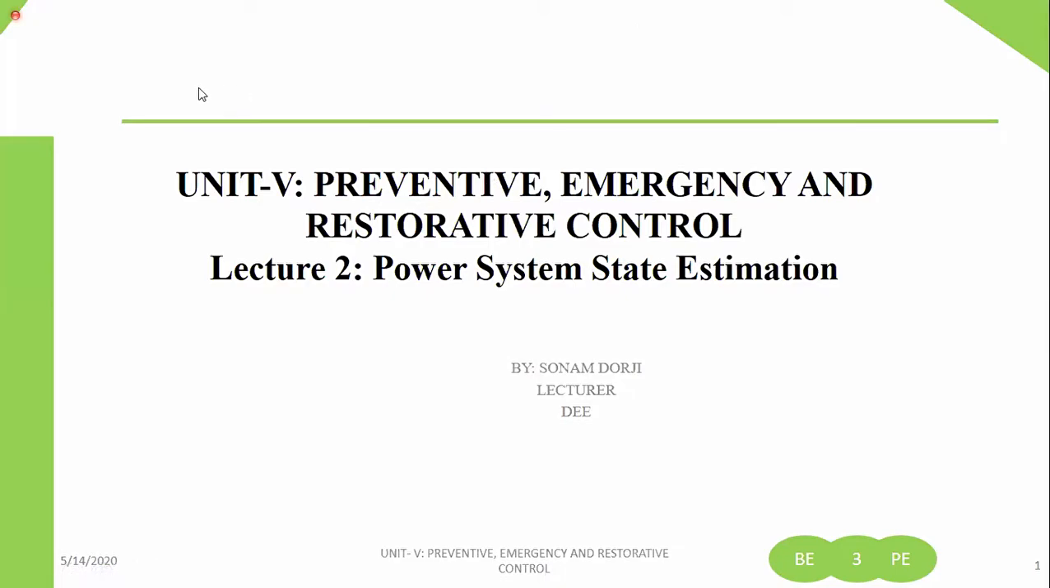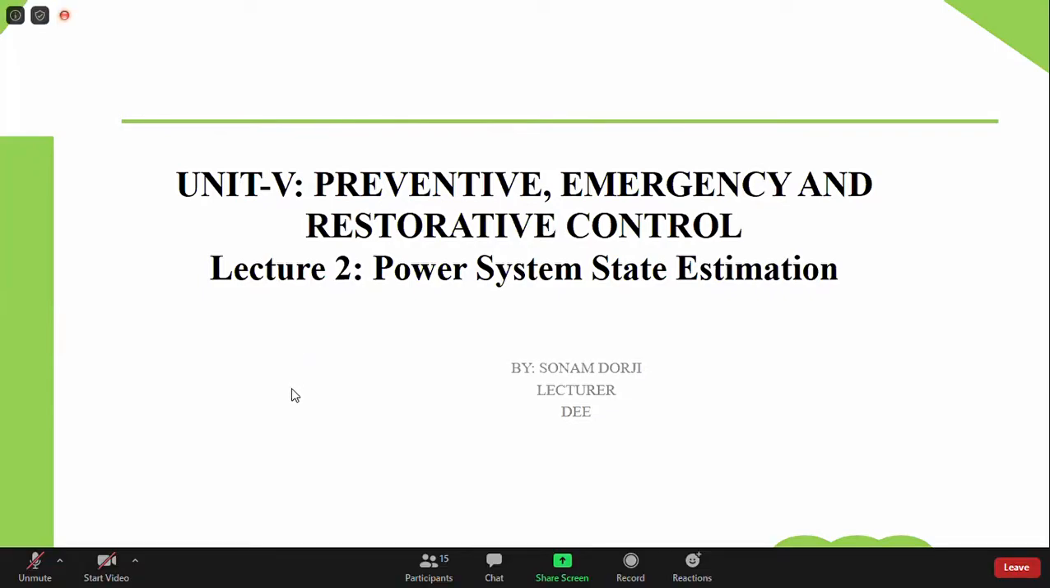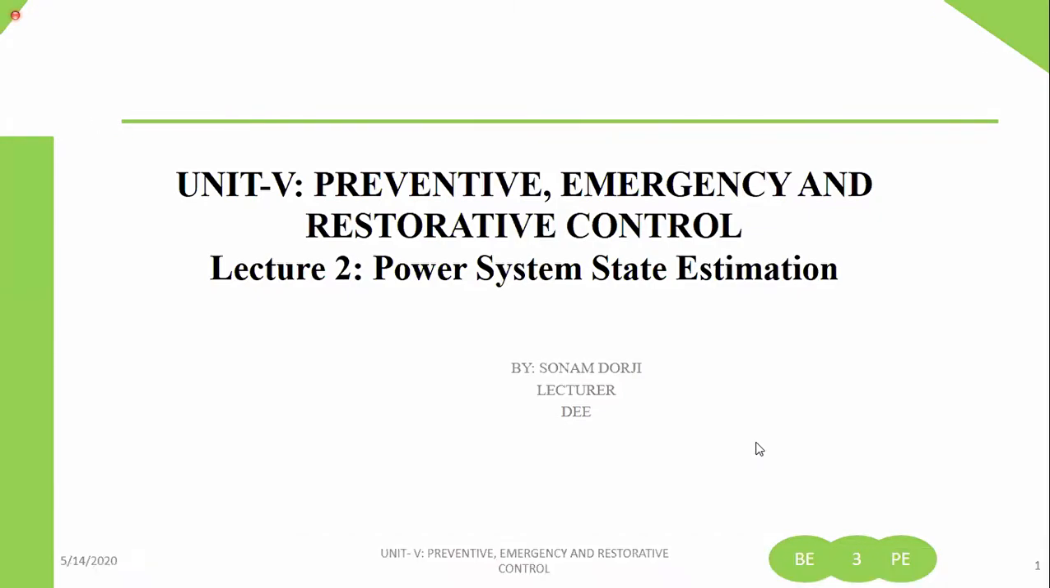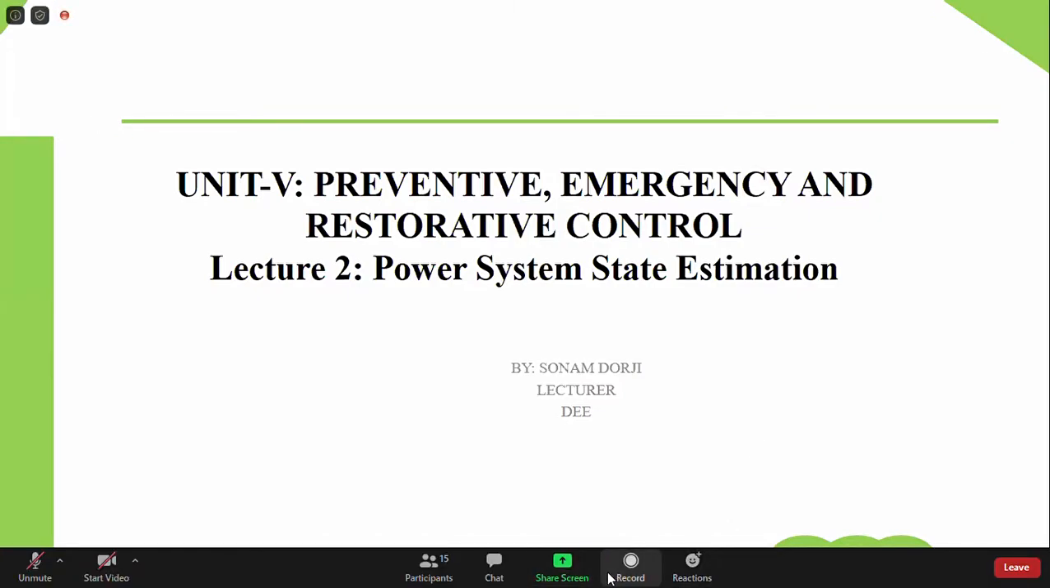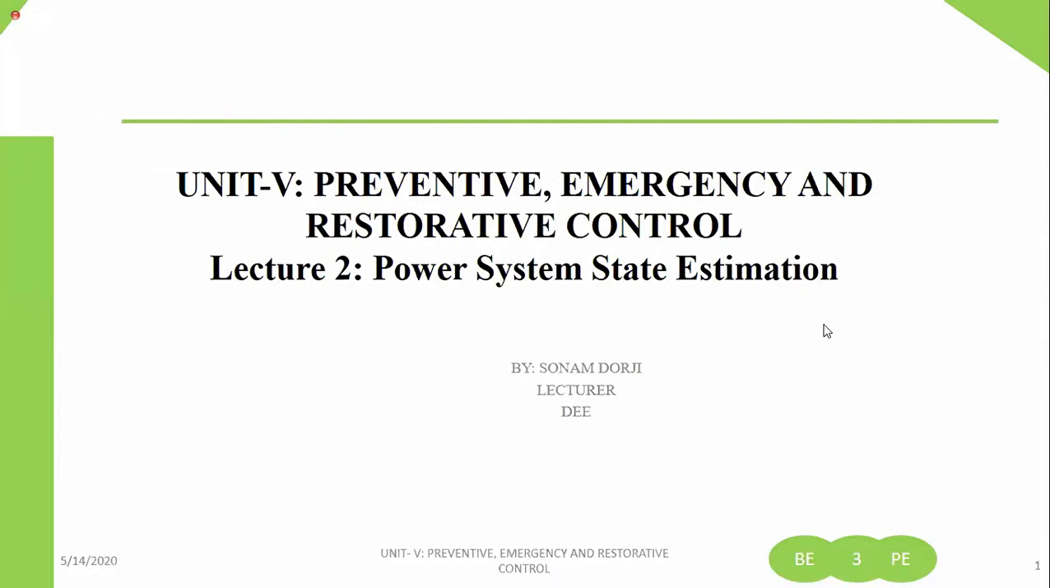Okay, so today we will learn about power system state estimation. Last unit was preventive, emergency, and restorative controls. Under that, in the previous lecture, we revisited the operating states. Then I said that we have to carry out power system state estimation, which means, based on certain conditions, you have to estimate which state the power system is operating in. There are 5 states we have learned, so now we have to estimate. How to estimate? We will learn today. That is known as power system state estimation.